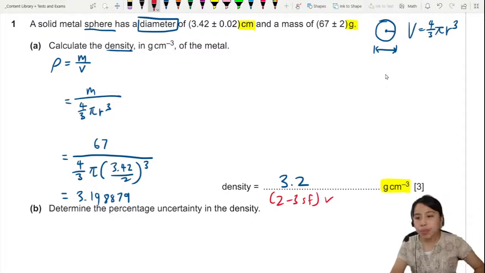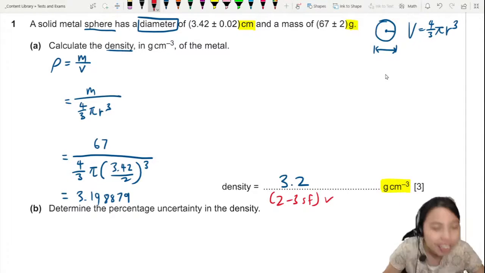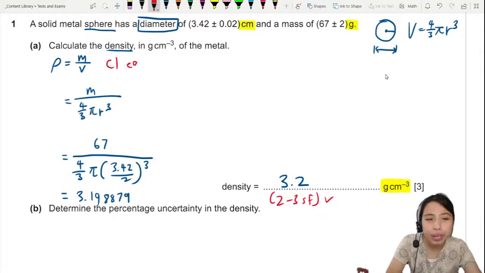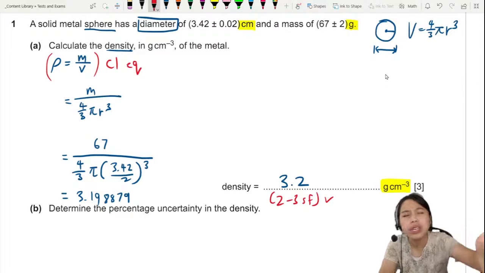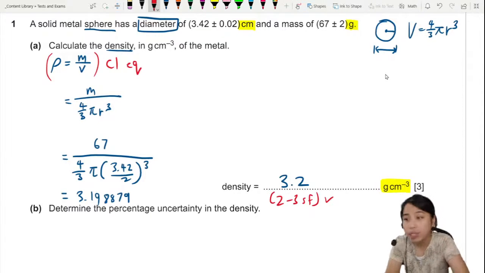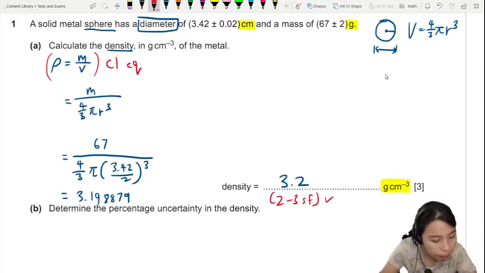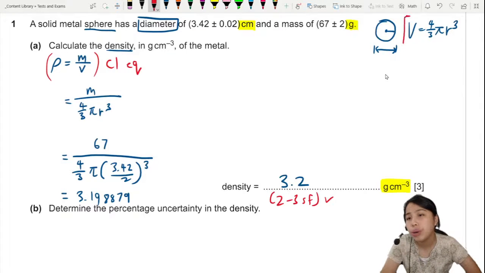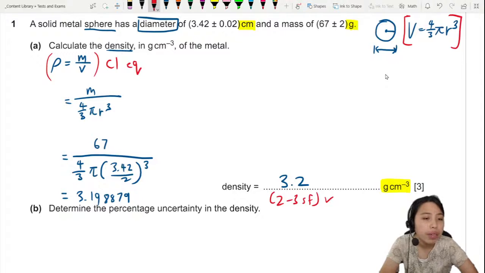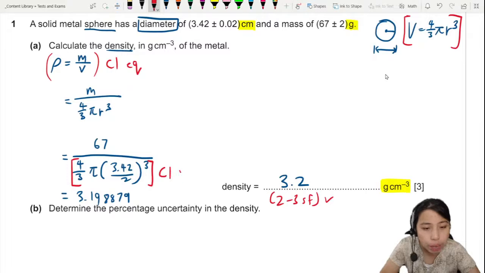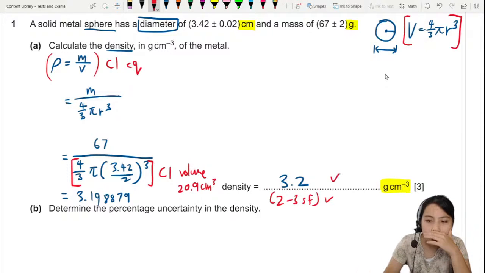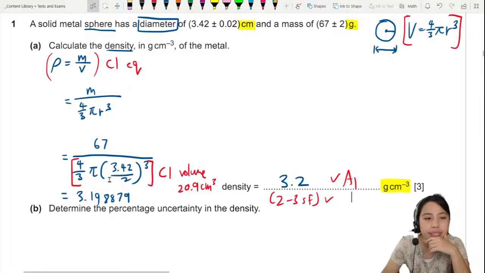So 3 marks here. Wow, 3 marks for calculating this. Very generous. 1 mark is for the equation of density. It is helpful to start by writing the equation, so I know what equation you are using, just in case you plug in the wrong numbers. 1 mark comes from your calculation of volume. Do you know V is 4 over 3 pi r cubed? You could write a separate calculation, or do something like what I did here. If you did it separately, you will get a value of 20.9 cm³. Lastly, the final answer. Okay, next.